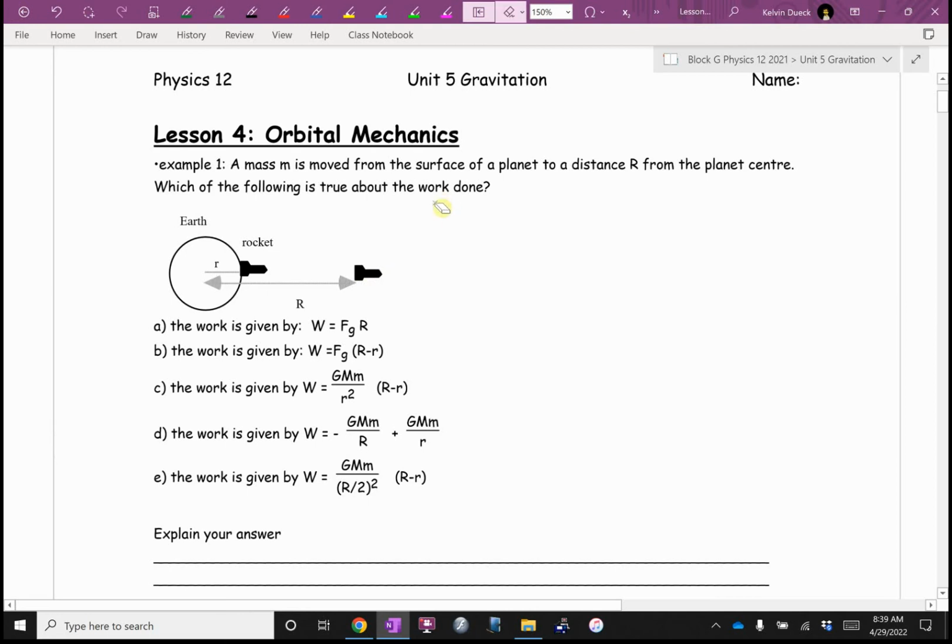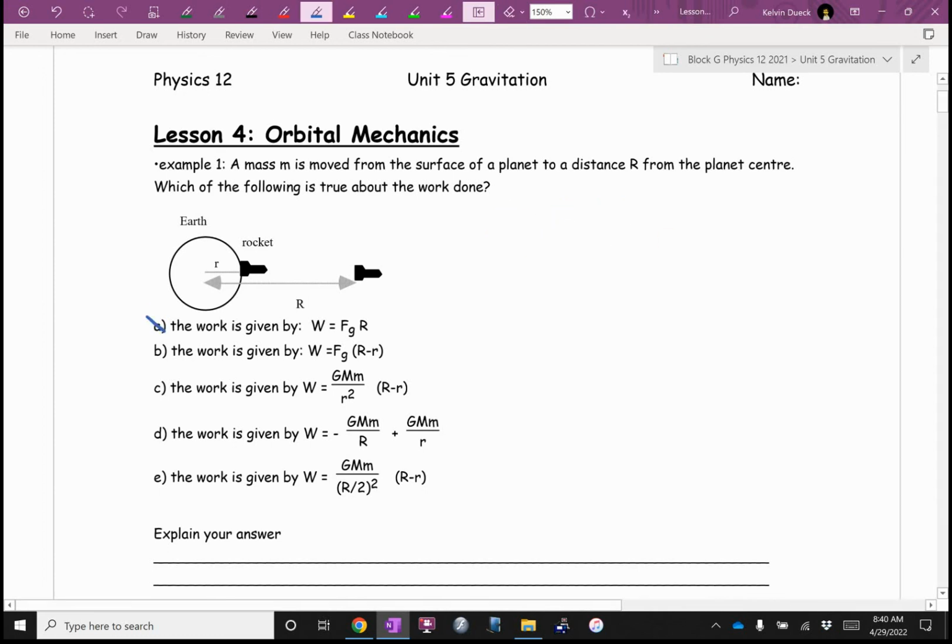What does this want me to find? Looking for a word that starts with the letter W? So my first thought was, maybe I can say it's force times distance. Why doesn't that work in this case? Force of gravity is changing, so all of you can cross out A.